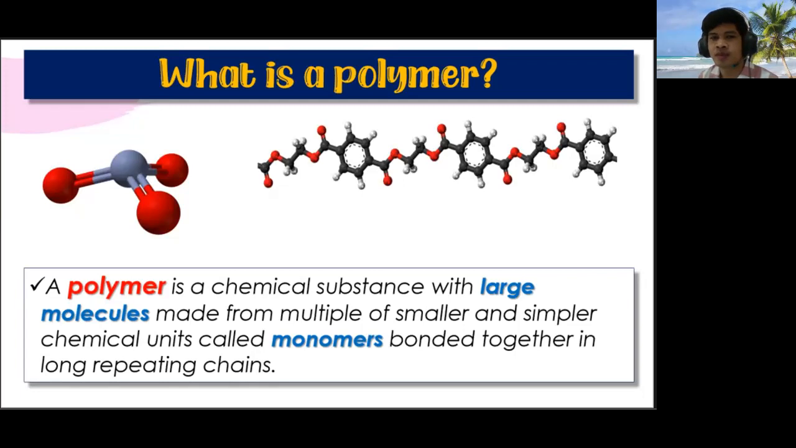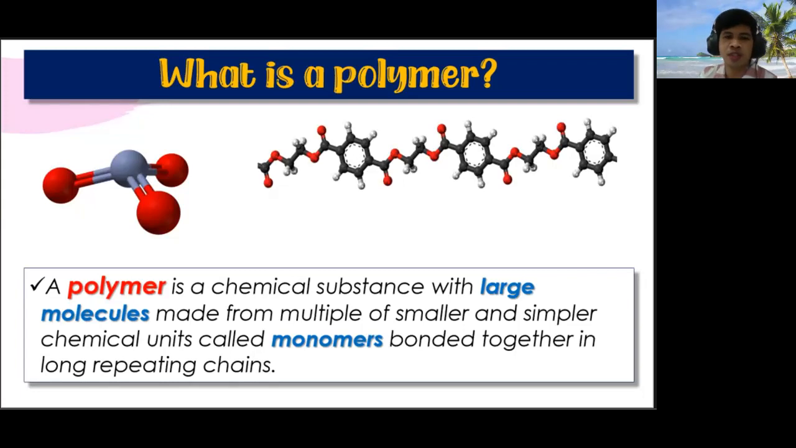Polymer is a chemical substance with large molecules made from multiple smaller and simpler chemical units called monomers, bonded together in long repeating chains. Repeating chains. All right. Thank you so much.